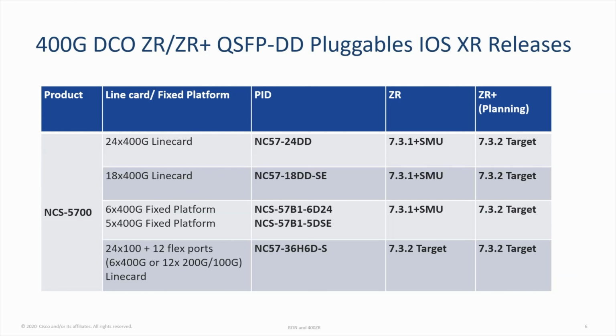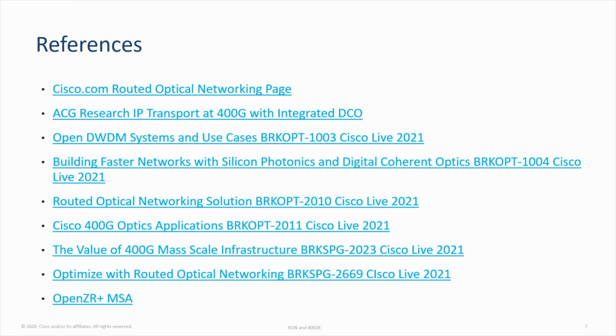Cisco NCS 5700 series for both modular line cards and fixed platforms will support both ZR and ZR+ pluggables. In the current 7.3.1 release, the 400G ZR will be supported first with the release of its mode. In the next XR 7.3.2 release, we plan to support the 400G ZR+ as well. These are some of the references on Cisco.com and the recent Cisco Live 2021.